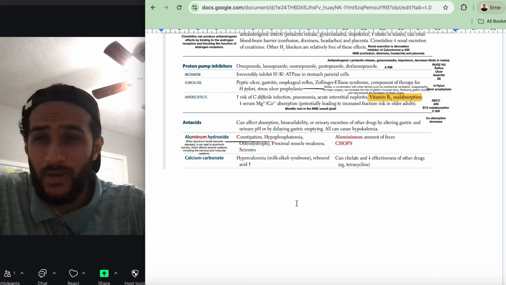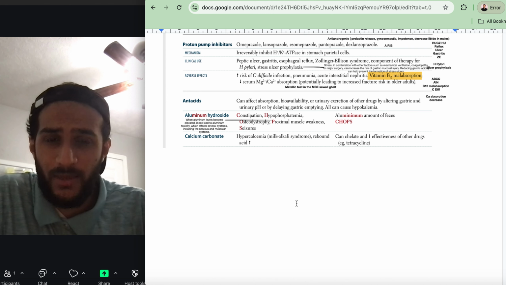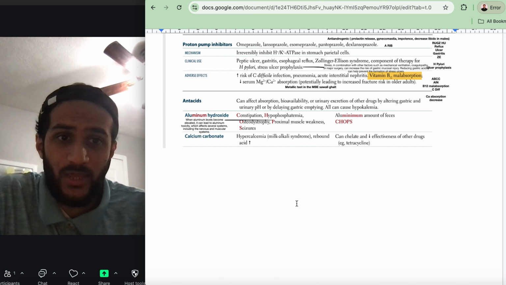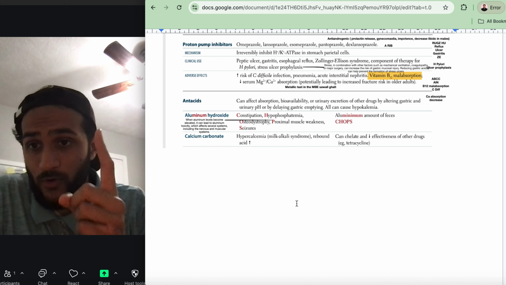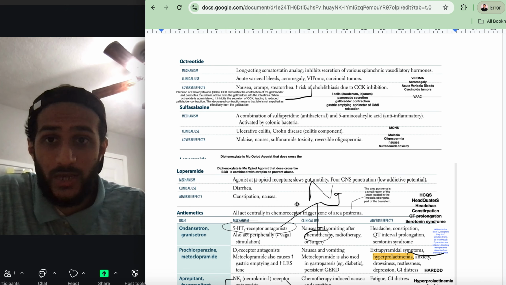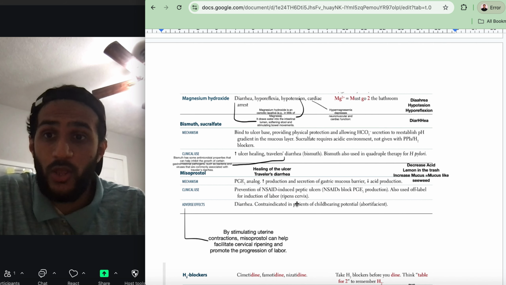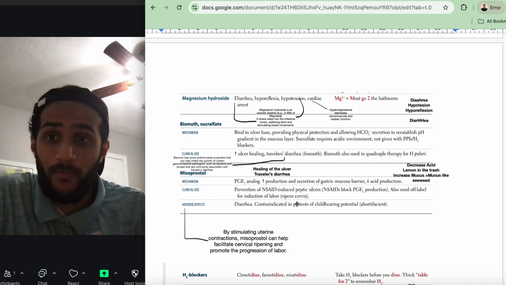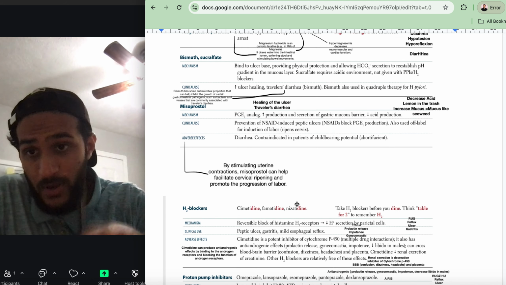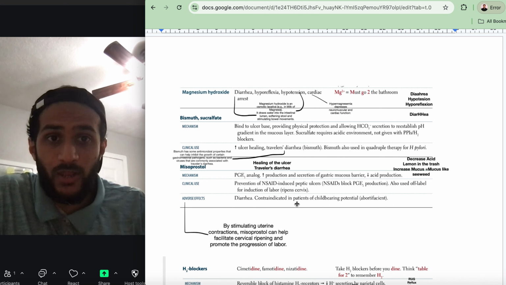Then we have calcium carbonate. Again, the same thing: hypercalcemia, milk-alkali syndrome, rebound acid, and they're going to chelate and reduce the effectiveness of other drugs. So we cannot absorb fluoroquinolones or tetracyclines. Calcium carbonate and this drug are very similar in that we cannot absorb calcium in that sense. And magnesium hydroxide is very similar to aluminum hydroxide. That's going to cause diarrhea, hyporeflexia, hypotension, cardiac effects, and you must go to the bathroom.